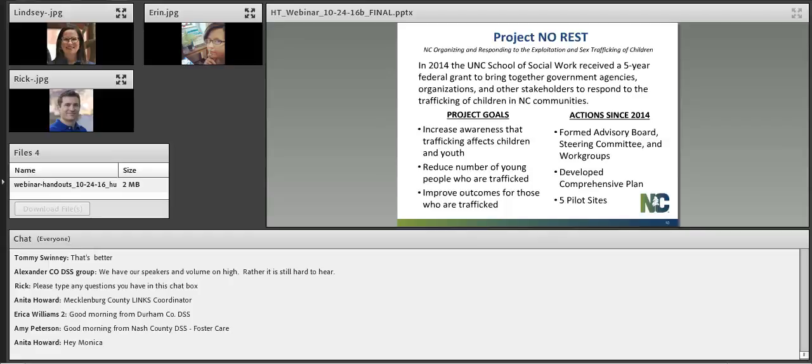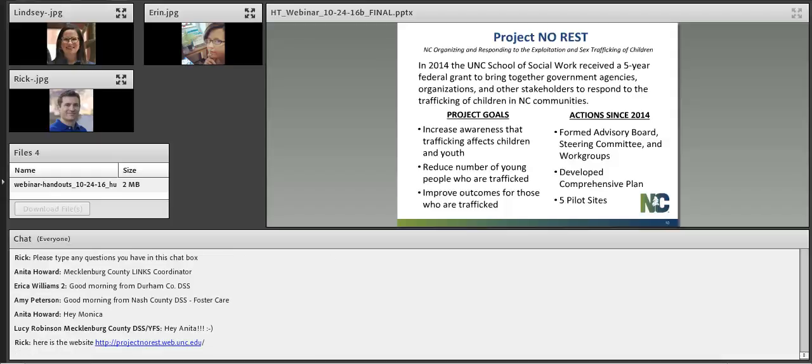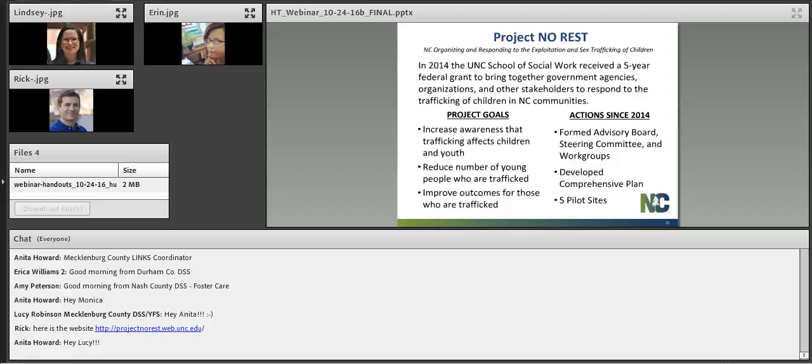The 5 sites that were selected were the 30th Judicial District, which covers Cherokee, Clay, Graham, Haywood, Jackson, Macon, and Swain counties, along with the Eastern Band of Cherokee Indians. Our Voice, which covers Buncombe, Henderson, Madison, and Yancey counties. Pat's Place, which is a child advocacy center in Mecklenburg County. Friend to Friend, which covers Montgomery, Moore, and Randolph counties, and then the Cumberland County Sheriff's Office, which obviously covers Cumberland County.